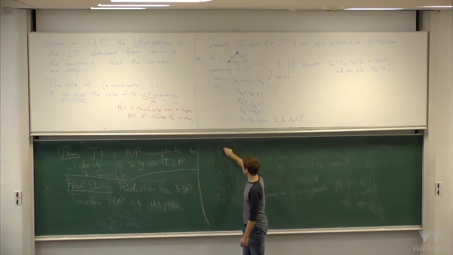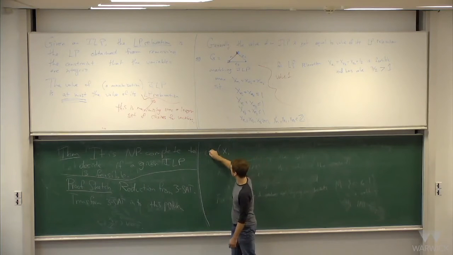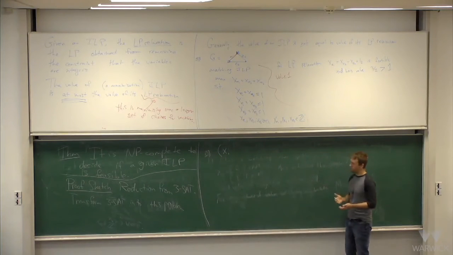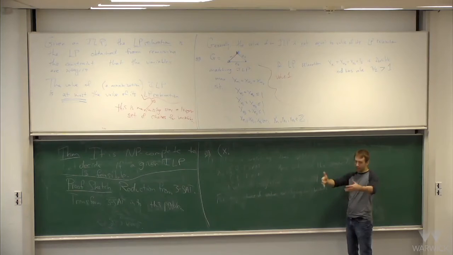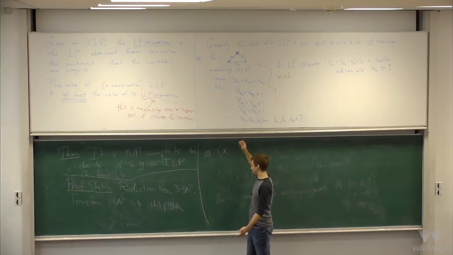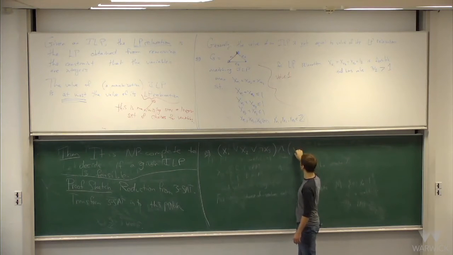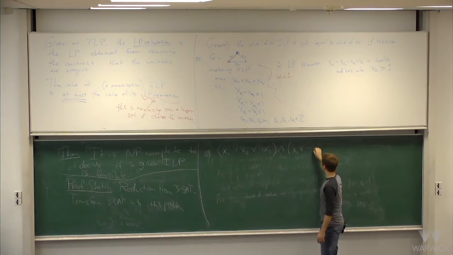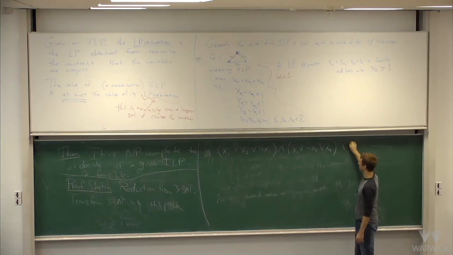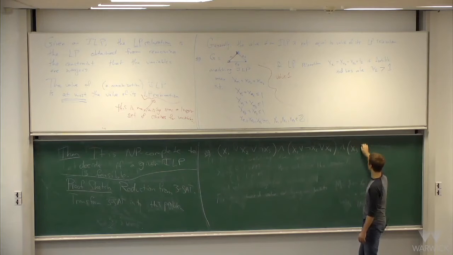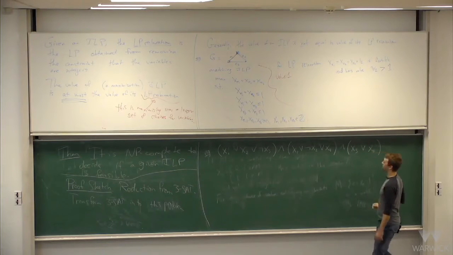Suppose you have some instance of 3-SAT. I'm going to show just one example of how you would take an instance of 3-SAT and turn it into a set of integer linear program constraints. But it should be clear that this works in general. So suppose I take something like this. Let's say, x1 or not x2 or x4. I'm just making things up. So that's a valid instance of 3-SAT.